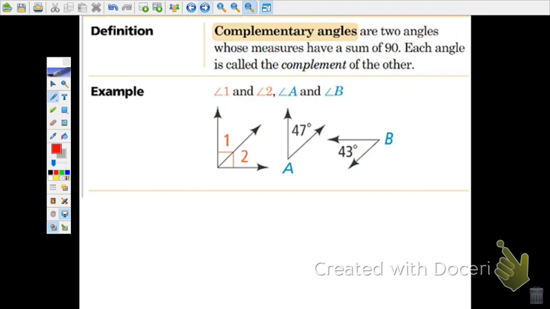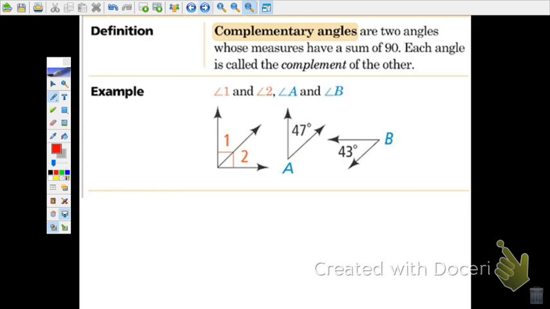And one of those is complementary angles. So complementary angles are two angles whose measures have a sum of 90. So two angles are going to add up together to equal 90 degrees. Several ways that we could see that and work with complementary angles.